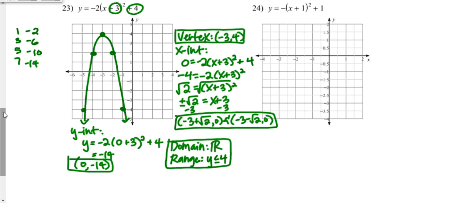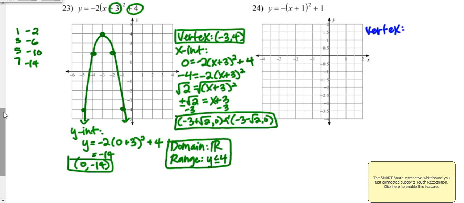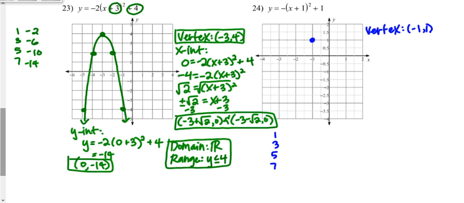On 24, we're going to start by finding the vertex. So using that same pattern, you have the vertex is -1, 1. And so -1, 1. And then think about your 1, 3, 5, 7 pattern here. There's a -1 out in front, so we're just going to multiply all that by a -1. So that just means we're going to go down 1 over 1. Down 3, 1, 2, 3 over 1. And this will be our quadratic.